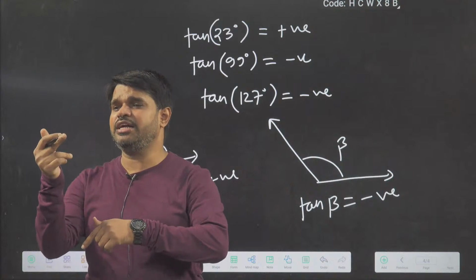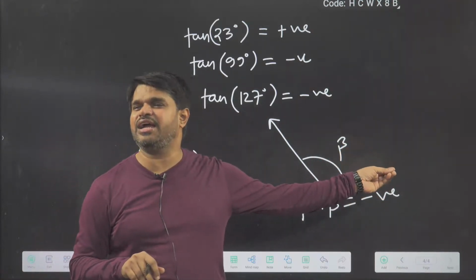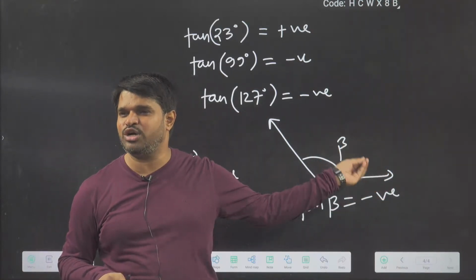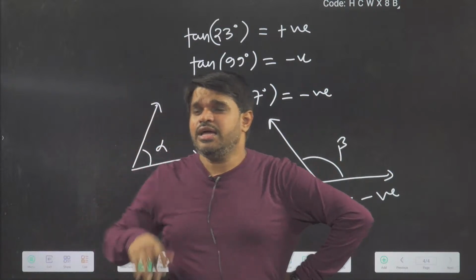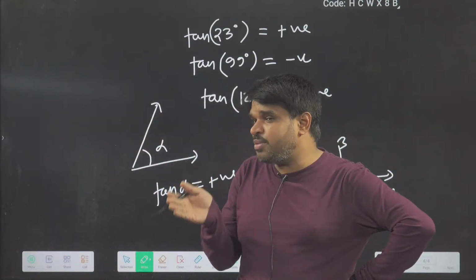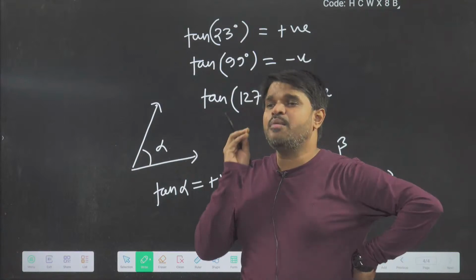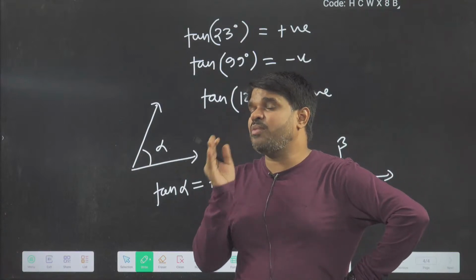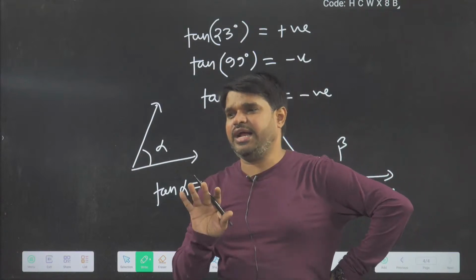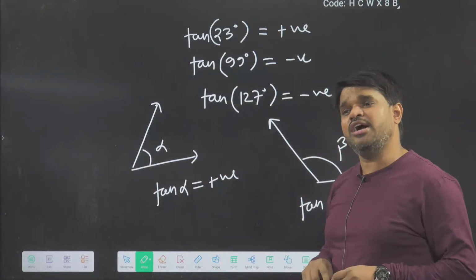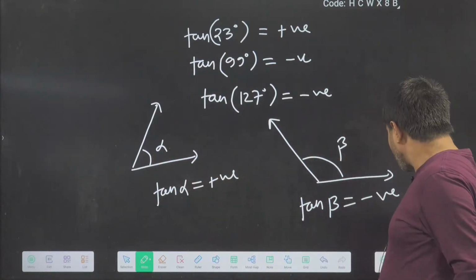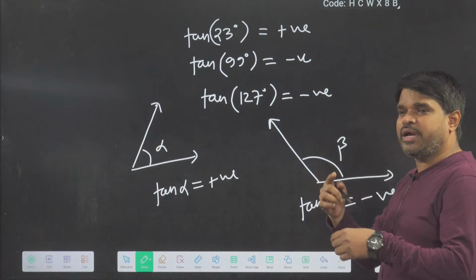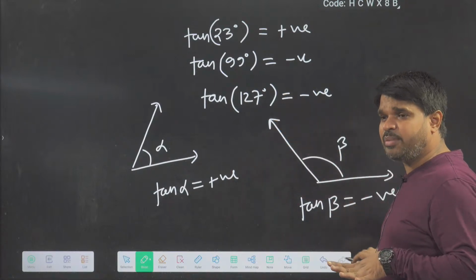So is the nature of tan clear? It is not necessarily 120. It could be any angle. It is not clear whether it is 120 or 125. But the nature is clear: when the angle is between 0 and 90, tan theta is positive. When the angle is from 90 to 180, tan theta is negative. I hope this concept is clear. Now we are going to discuss the next topic in which this tan will be required.